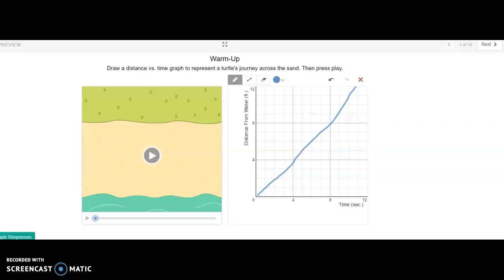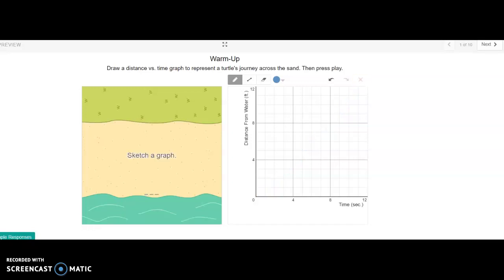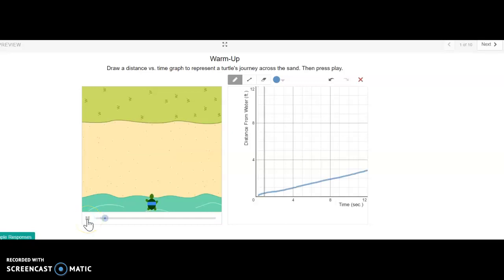So I drew a random graph, and I push play, and this graph is representative of the turtle crossing the sand, like that. So I can do it again. I'm going to start it over. If I did it really low like this, let's see what that means in terms of the turtle. So a really low line is a really slow turtle.